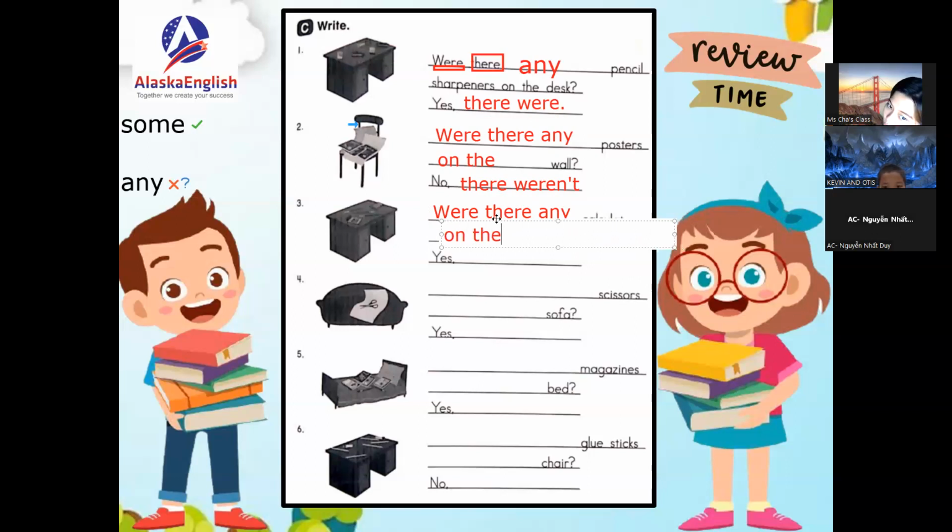Oh, I think we're going to repeat this lesson. All right, say it again. Were there any calculators on the desk? Oh, the answer is yes. What comes next? Yes, there were, or yes, there weren't. What is the correct answer?